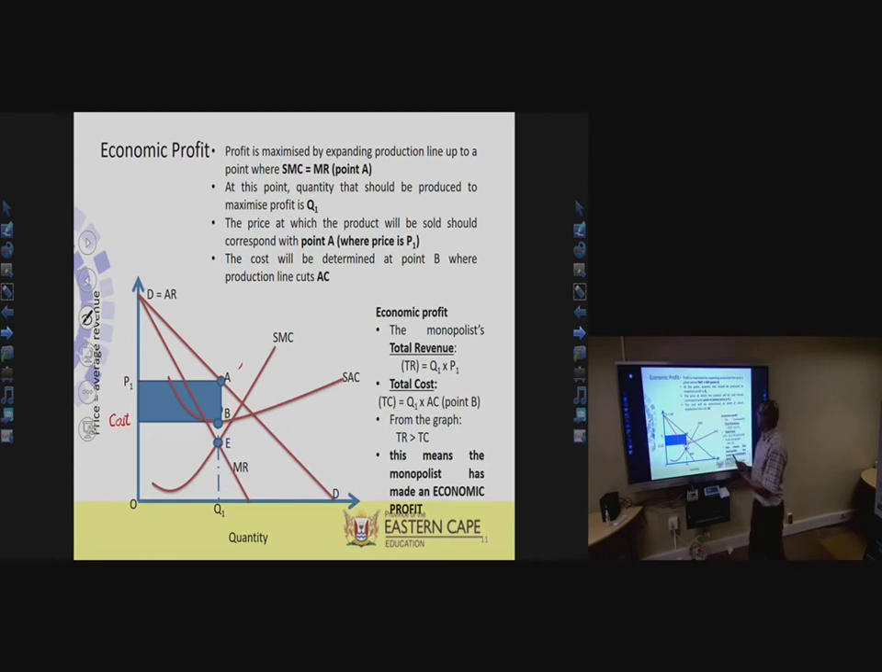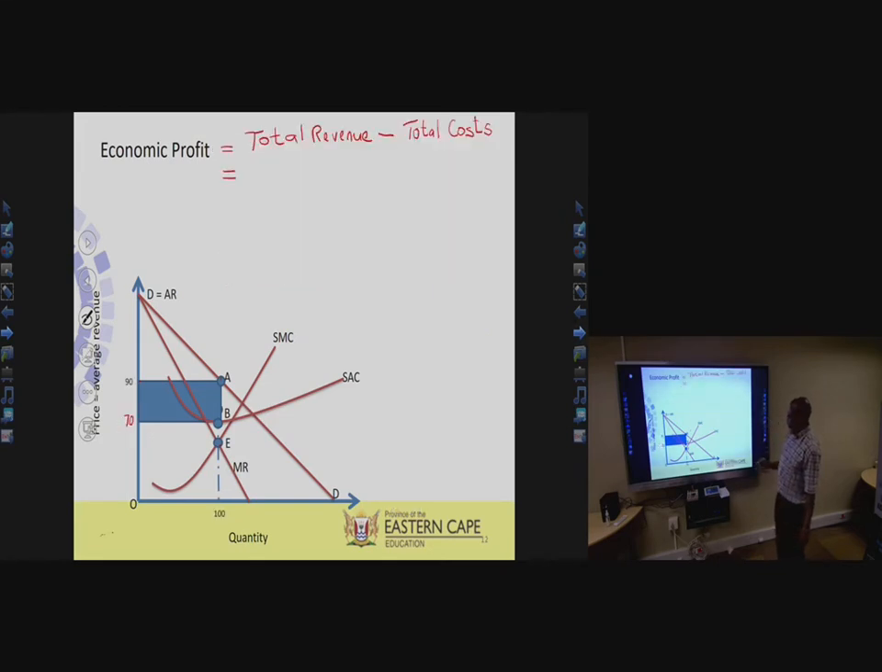As we have noticed, profit is maximized by expanding this particular production line up to a point where the marginal costs are equal to our marginal revenue, which is our point A. Then the price at which the product will be sold will be that particular price, which is P1. The cost will be determined by this particular point where this line cuts your AC, and then it will give you your cost. I think now you know how to determine your cost.